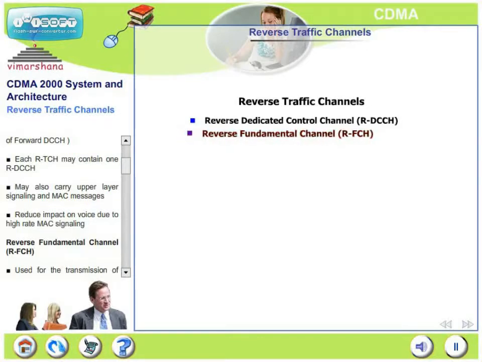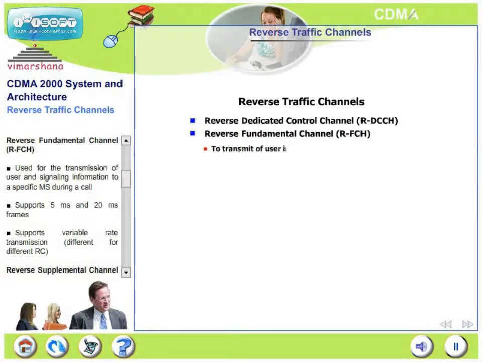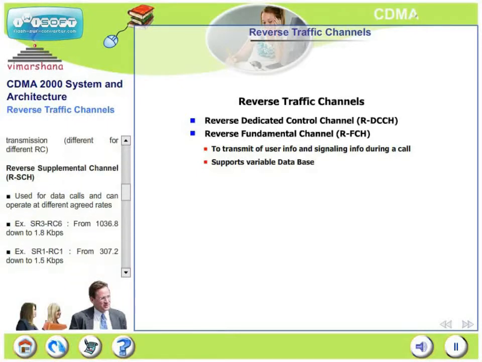Let's look at the next channel, that is reverse fundamental channel. This is used for the transmission of user and signaling information to a specific mobile during a call. Supports 5 milliseconds and 20 milliseconds frames. Supports variable rate transmission, different for different radio configurations.